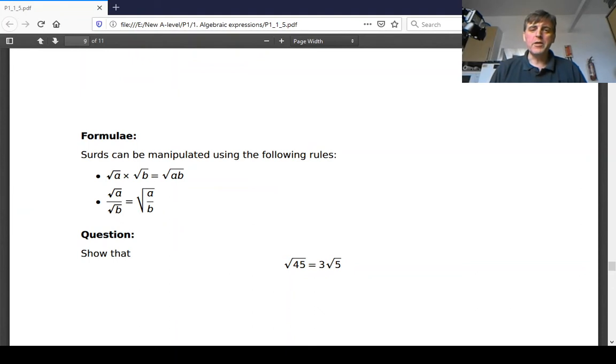Here's the next one for you. Do you remember how these ones work? Pause the video, have a go at this one, make sure you write down all of the steps of the process, and restart once you've done that, please.